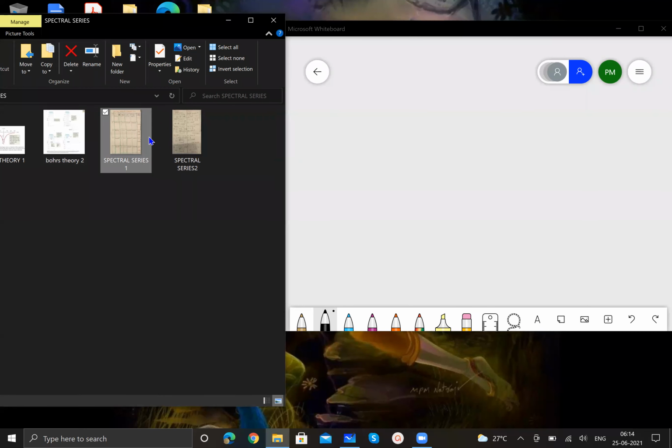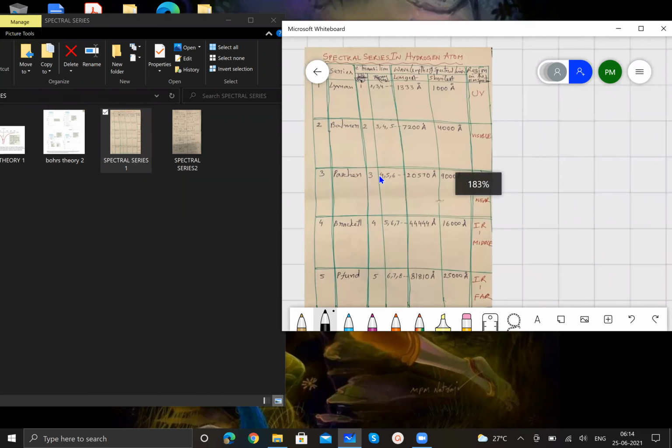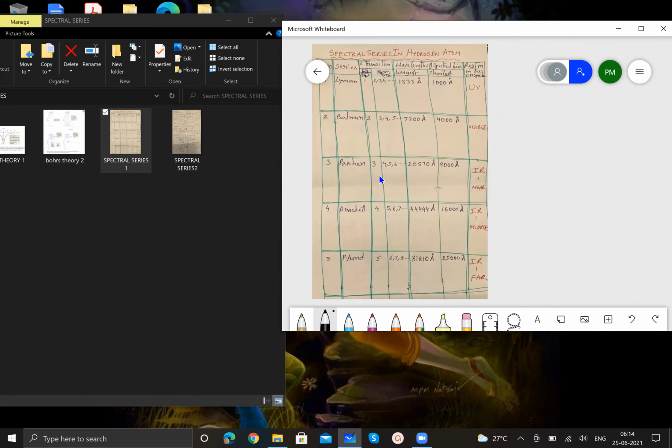And this is another table I have shown you yesterday, showing the longest and shortest wavelengths and the region in which each is present. So Lyman: second to 1 gives 1333 angstrom units, infinity to 1 gives the shortest, 1000 angstrom units. It belongs to the UV region. Then the Balmer series, from 3rd, 4th, 5th to 2nd. The longest is 7200 angstrom units, the shortest is 4000 angstrom units. It belongs to the visible region.